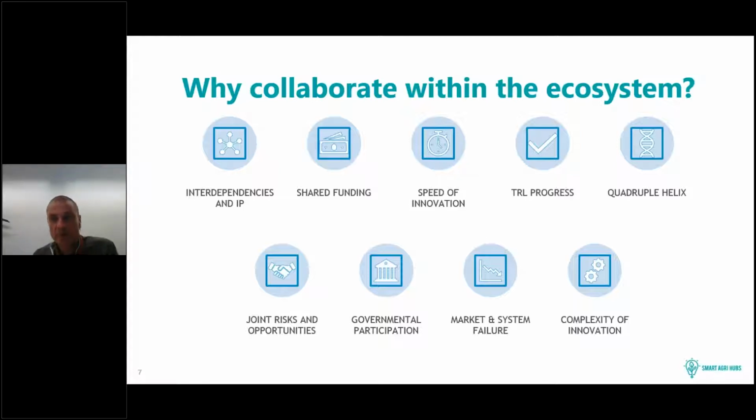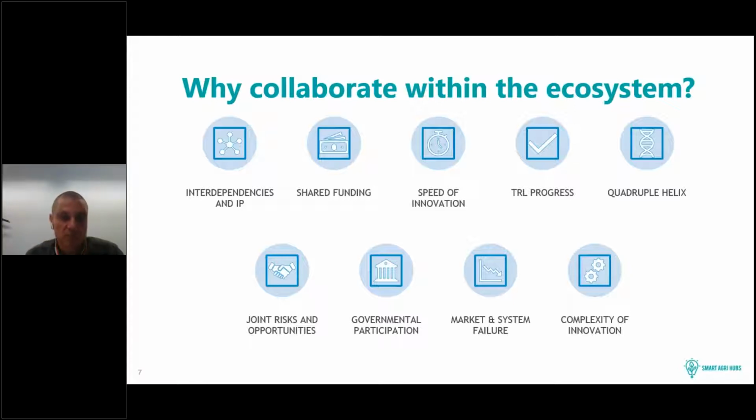Quadruple Helix, this might be a term familiar to you, working with different types of actors, such as the government, such as businesses, such as schools, such as citizens, for instance. Joint risk and opportunities, because you are an ecosystem, you will be exposed to the same type of trends and to the same type of opportunities. So by acknowledging you are in the same boat, you can look at that and maybe think of actions to improve your position.